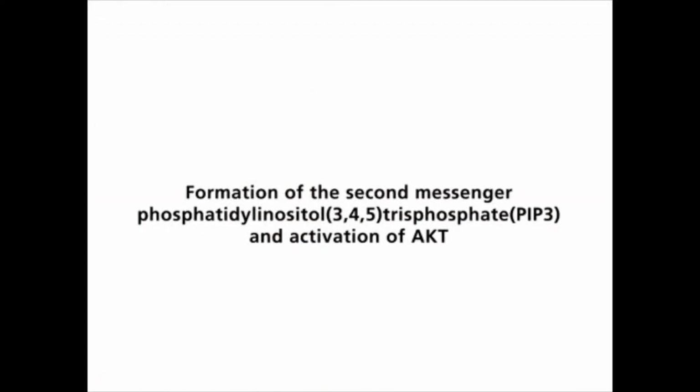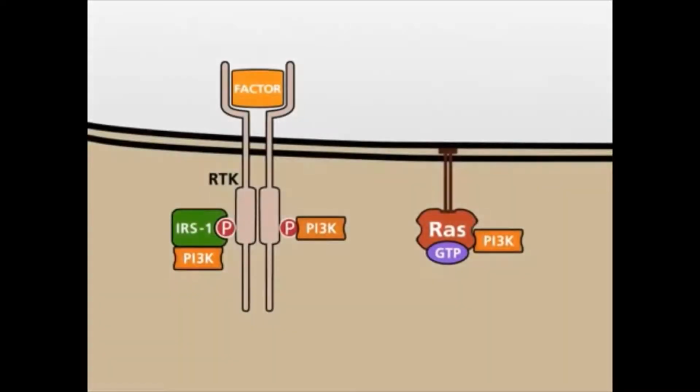Formation of the second messenger phosphatidylinositol 3,4,5 trisphosphate PIP3 and activation of ACT. At the second level of the pathway, the second messenger phosphatidylinositol 3,4,5 trisphosphate or PIP3 is formed. This leads to the activation of the serine threonine kinase ACT.